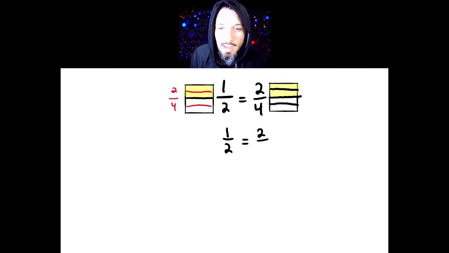So I started off with 1/2 is equal to 2/4. And I just doubled each amount, right? In the original, I had 1 part shaded out of 2. And when I cut it in half, it became 2. So I basically doubled the numerator.